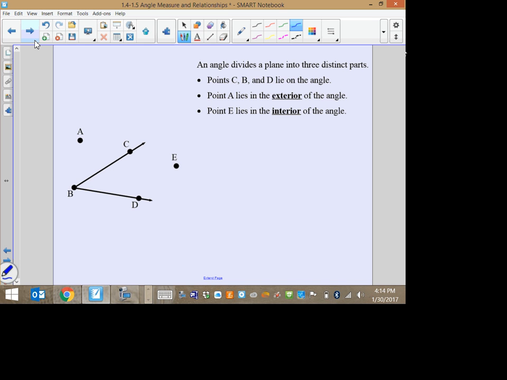So an angle divides a plane into three distinct parts. Points C, B, and D lie on the angle. So you can see that the angle is made by the two sides and the vertex. Point A lies on the exterior of the angle because it is outside of the angle. And point E lies inside the angle because if we extend our rays out, it would be in the middle of the angle. So note exterior and interior of an angle.